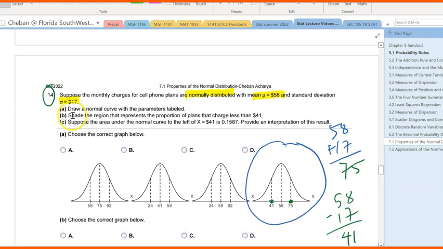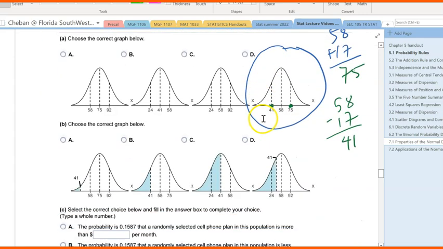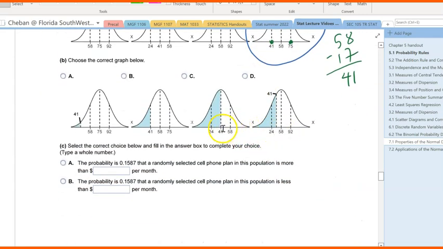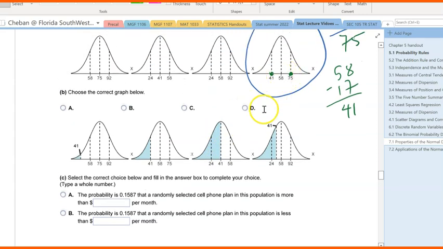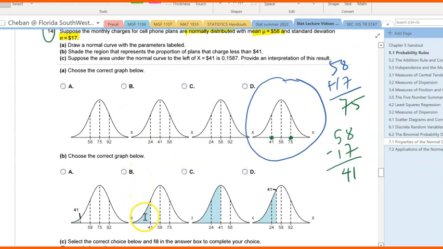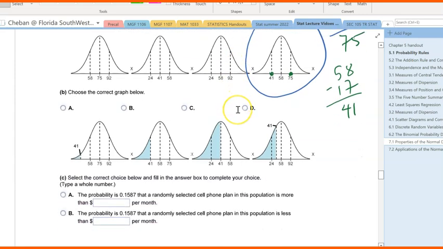What's the second question? Shade the region that represents the proportion of the plans that charge less than $41. Therefore, 41 here, but that's not the mean. Remember that. But this point is the mean. The mean is 58. Therefore, I'm choosing this answer here. 58 is the mean. 41 is one standard deviation below the mean. Therefore, this area represents the region that represents the proportion of the plans that charge less than $41. Therefore, this is the right answer, B.